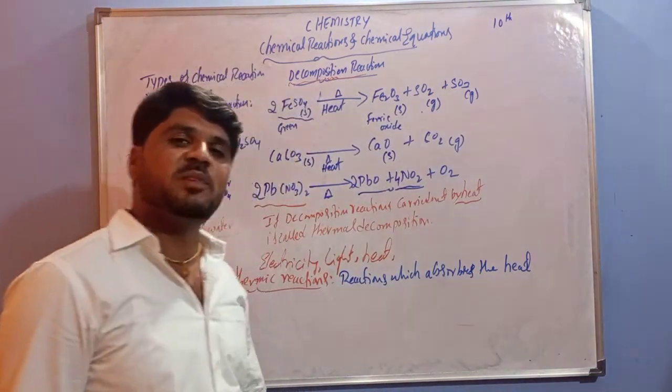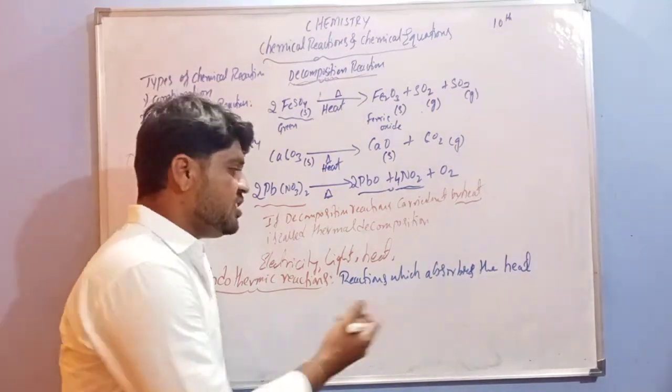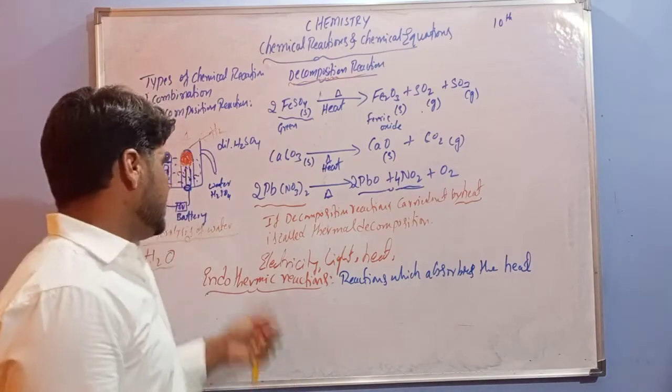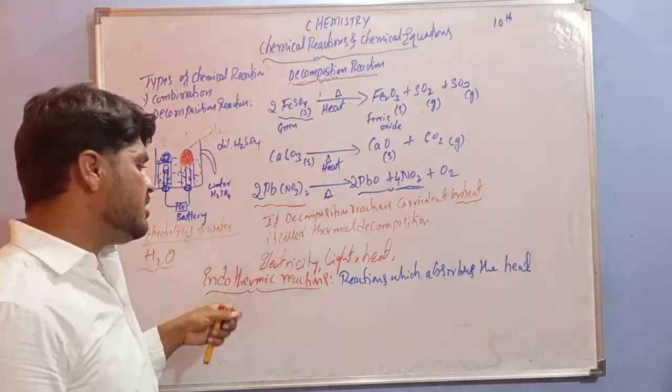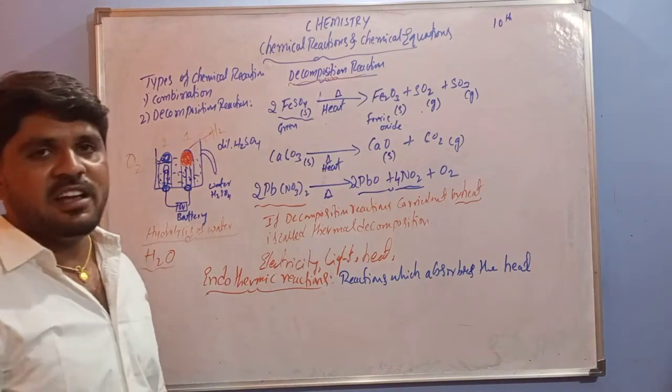Can you say what is meant by exothermic reactions? Exothermic reactions are the reactions in which heat is liberated. Such type of reaction we call exothermic. Heat is absorbed. This type of reaction we call endothermic reactions.